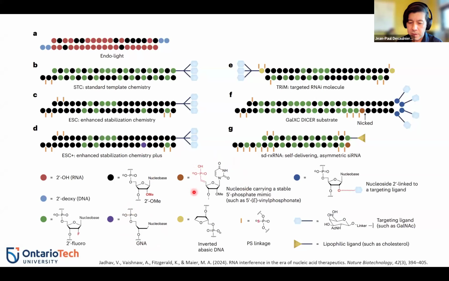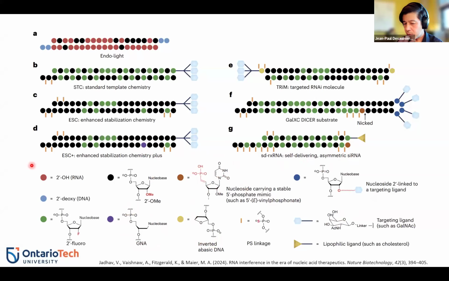There are a lot of intricacies with respect to how active that strand is. Vinyl phosphates have been placed on the 5' end of antisense strands to prevent kinases from removing them, so as to increase potency. Inverted abasic bases are used to help with strand selection. And then we have some of these carriers like GalNAc or other lipophilic ligands.